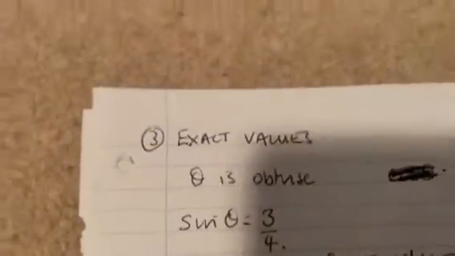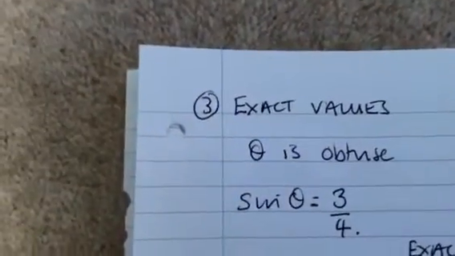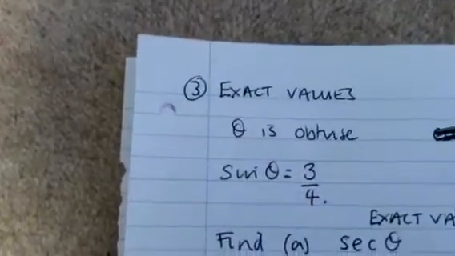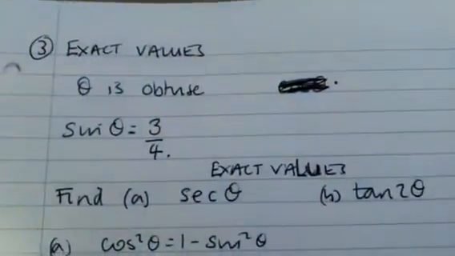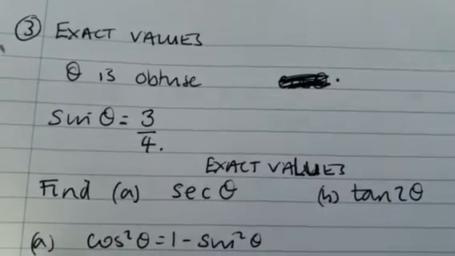Right, exact values, exact trig values. So when you have exact trig values, I'm being told that the angle is obtuse, and I'm also told that sine theta is 3/4. So I could use a right angle triangle here, or I could use identities, and it wants you to find the exact values of sec theta and then tan 2 theta. They've got to be exact.